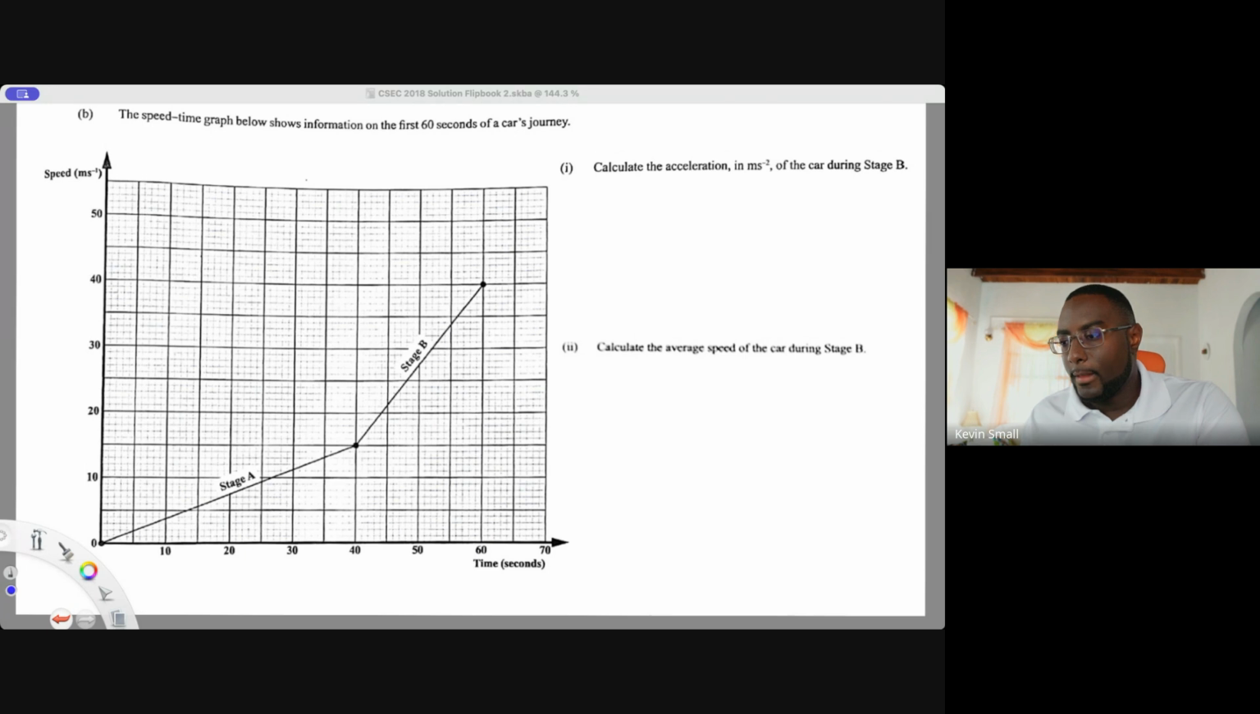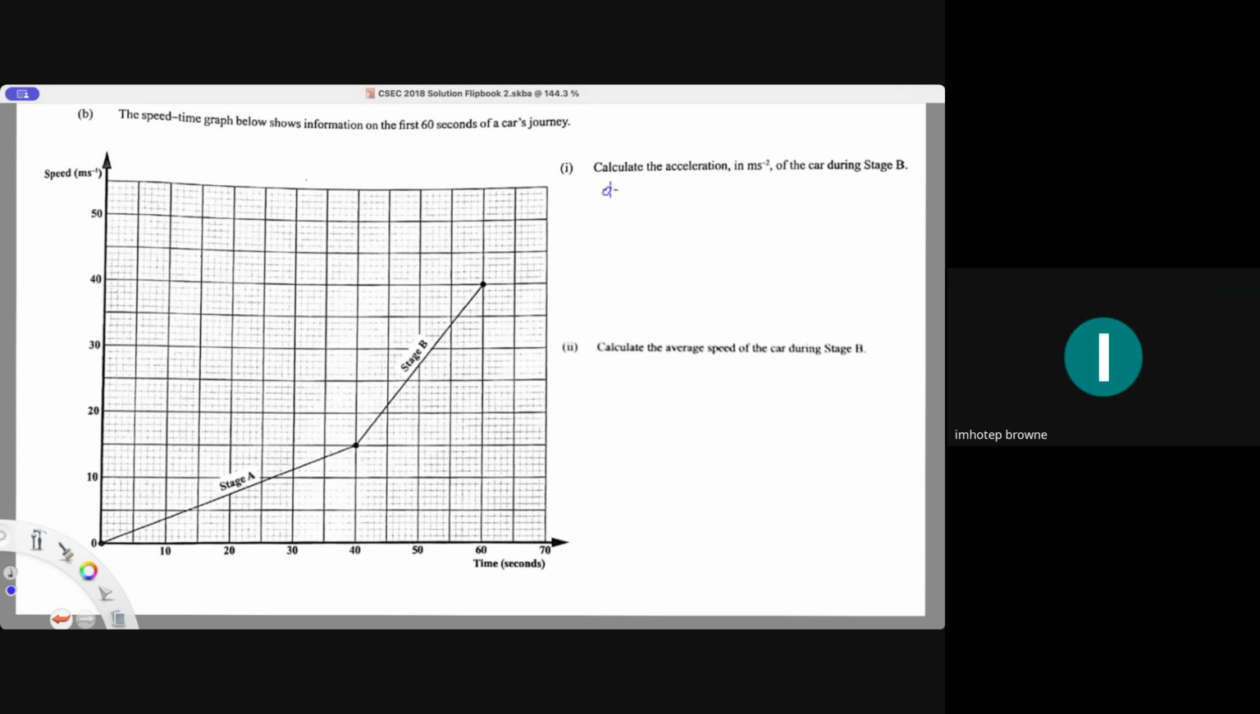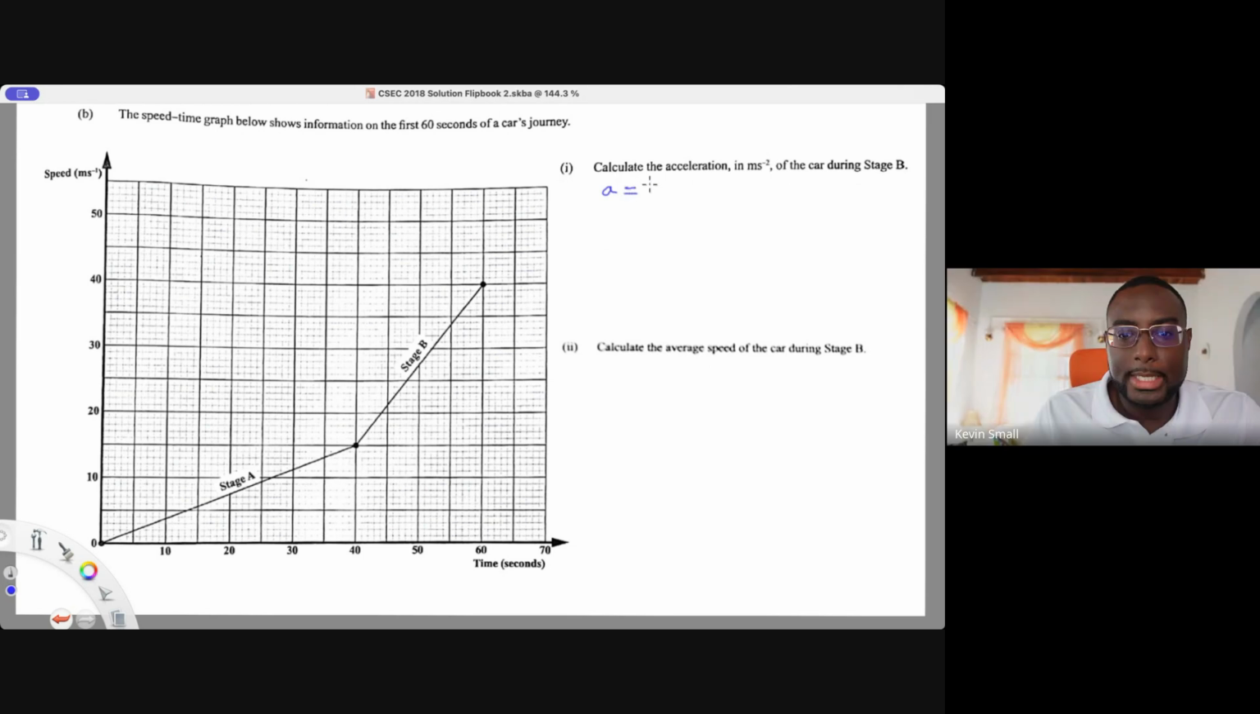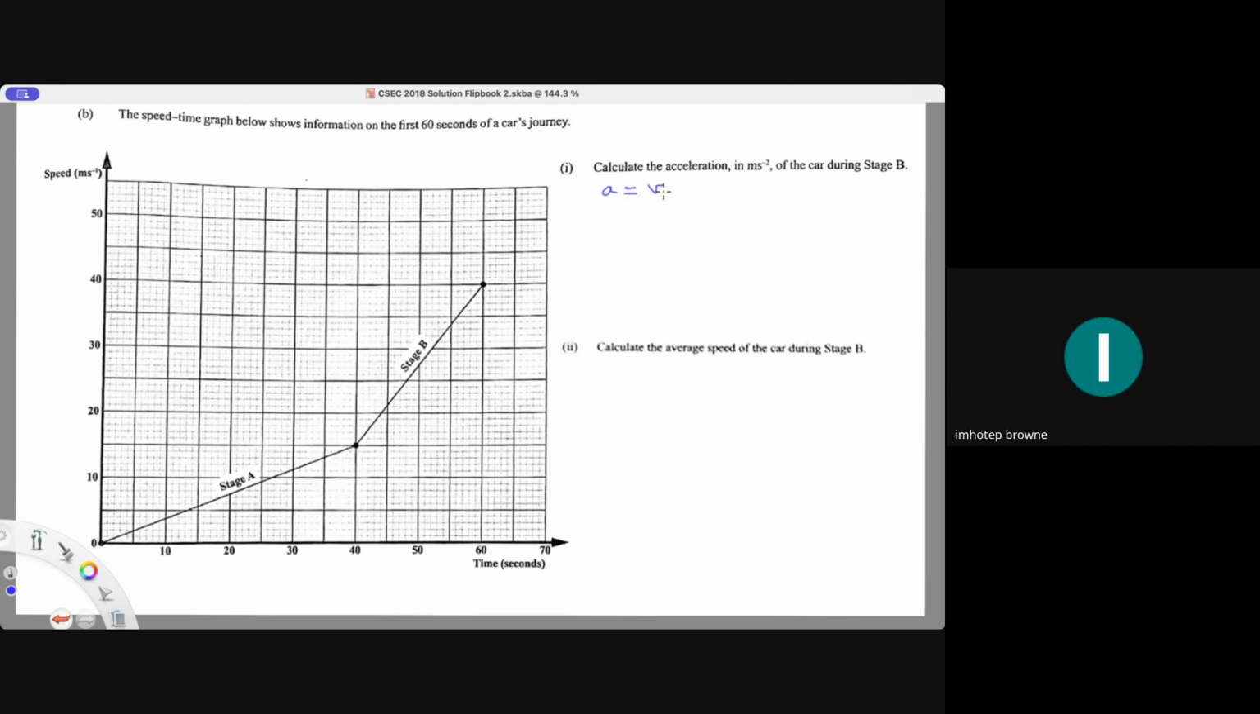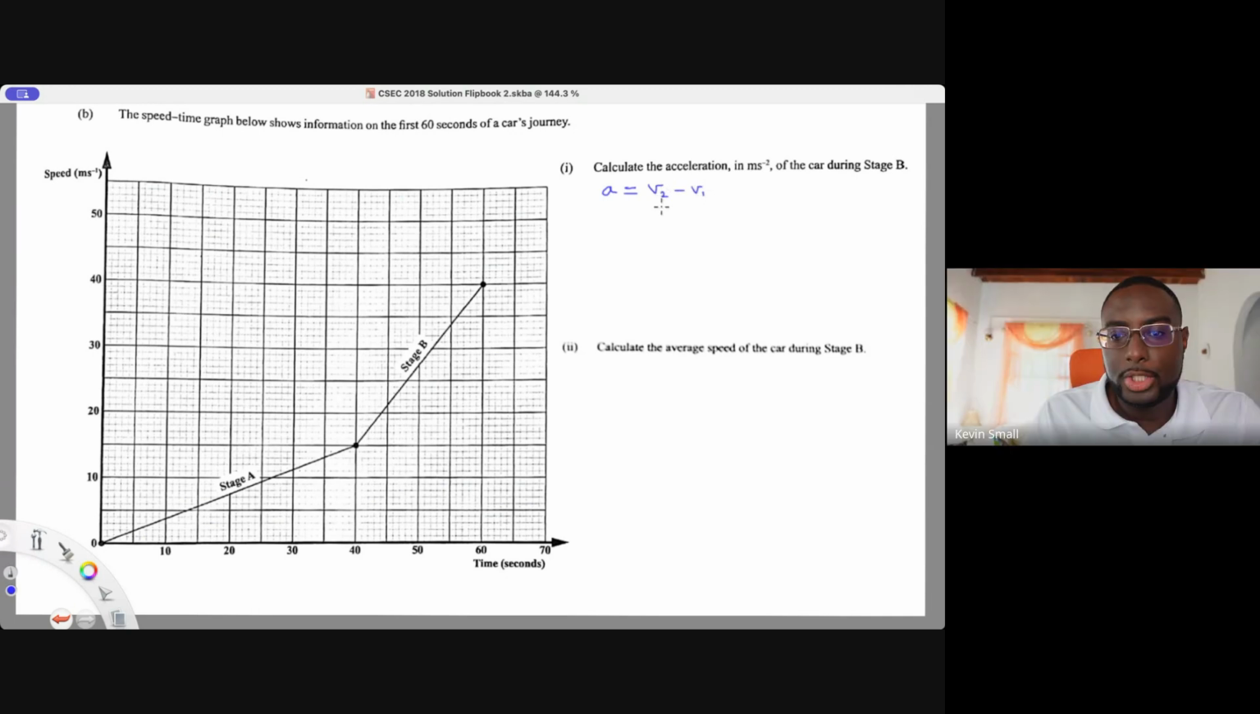All right, so with this question here, let's calculate the acceleration in stage B. Acceleration, a, is equal to the change in speed divided by time. Change in speed divided by time. Now, another way of thinking of it is the gradient of this line.